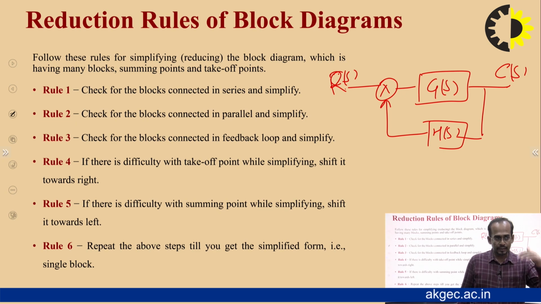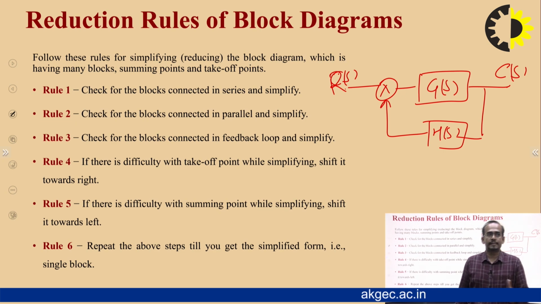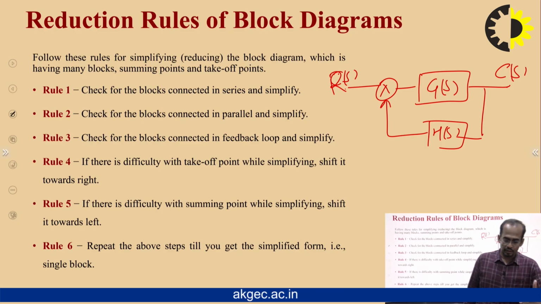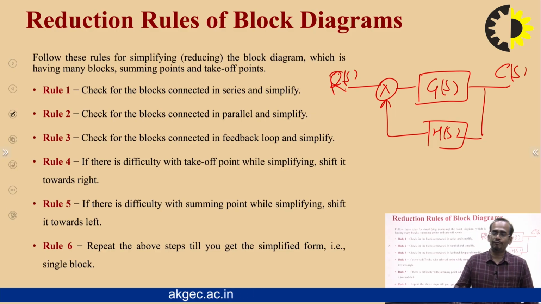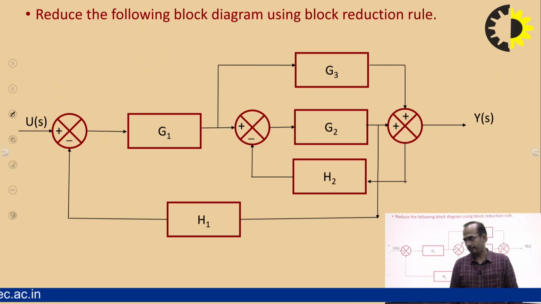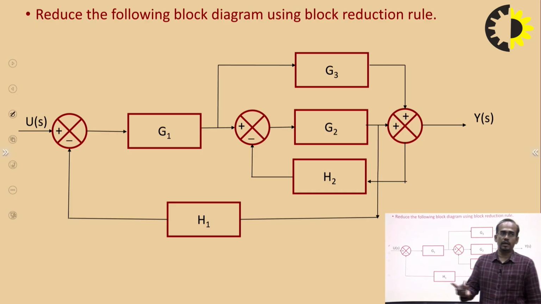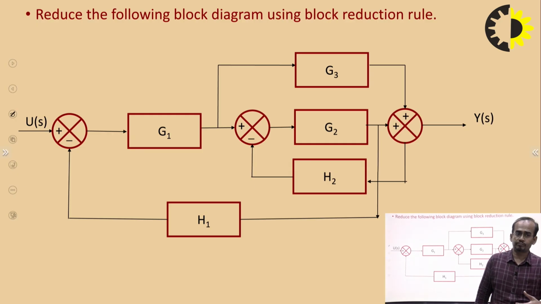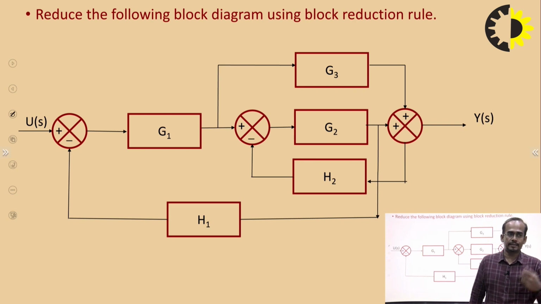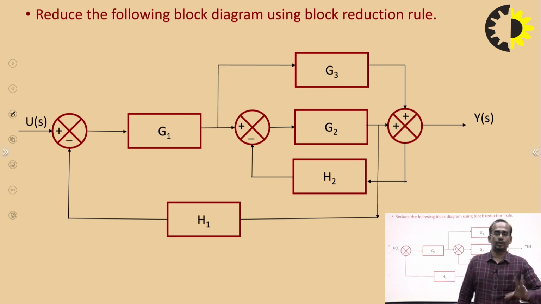So by using rule 1 to rule 5, you can easily reduce the block diagram given to you. And if you are unable to reduce this block diagram, you have to repeat these rules multiple times. Now let us take an example for reduction of the block diagram that you have studied in this lecture. I have already told you the rules and the methods for reduction. Now I am taking an example for reduction of a block diagram using those rules and methods.